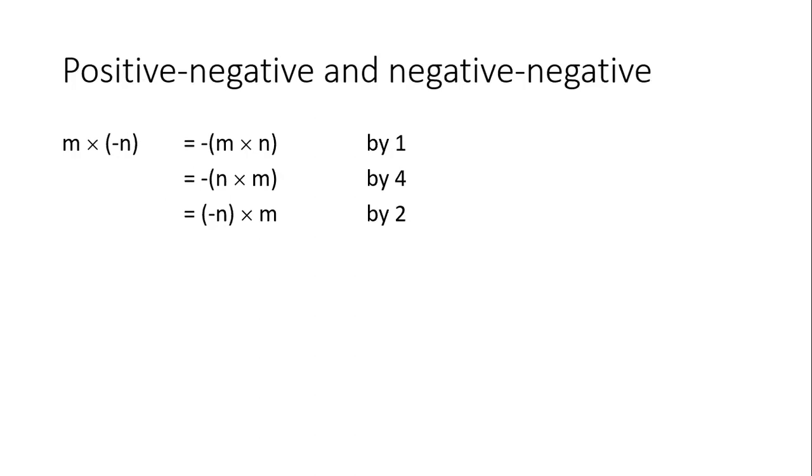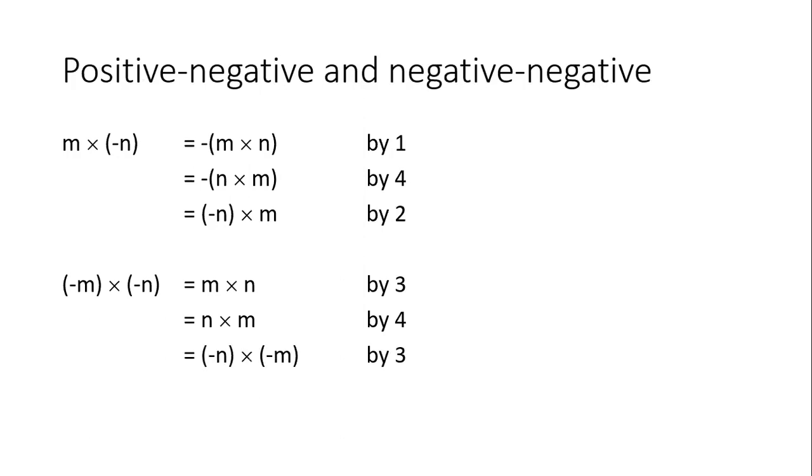And it's logically establishing it. Now, if you have negative times negative, you use 3 to get that it's this. Then by 4, by using the commutativity of whole numbers, you switch them. And then you again apply 3, and you are done.